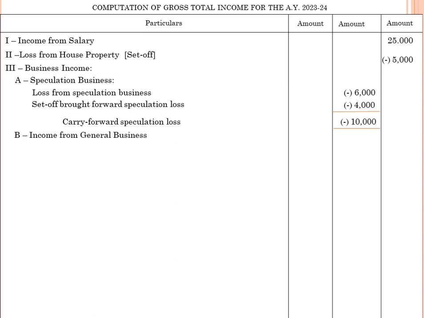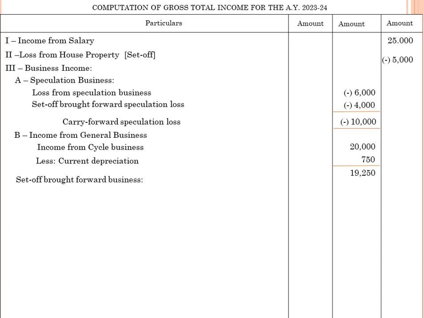Now the income from general business. First, income from cycle business 20,000, less current year depreciation 750, and the balance is 19,250. Again, set off the brought forward business loss of cycle business, how much? 3,000 rupees. You deduct it from 19,250 and the balance is 16,500.